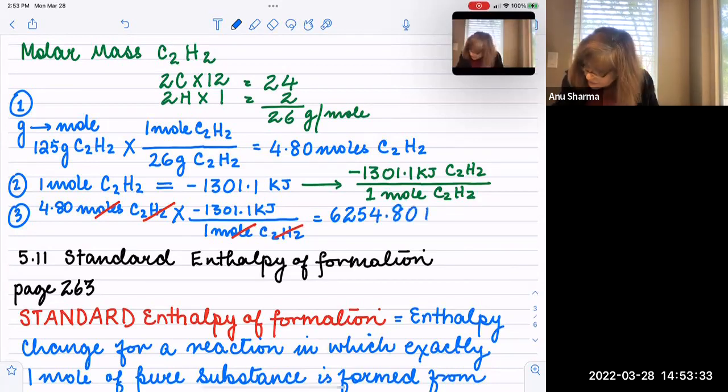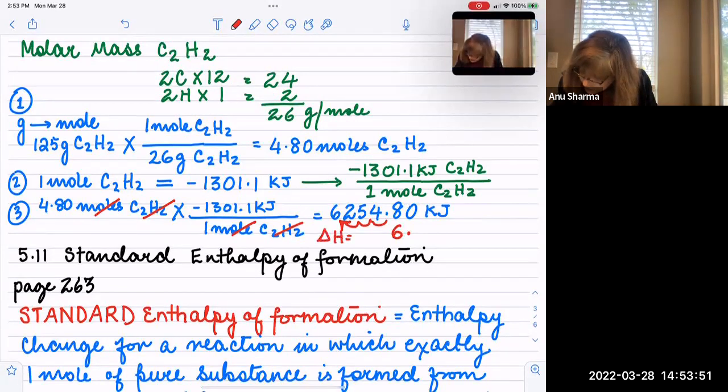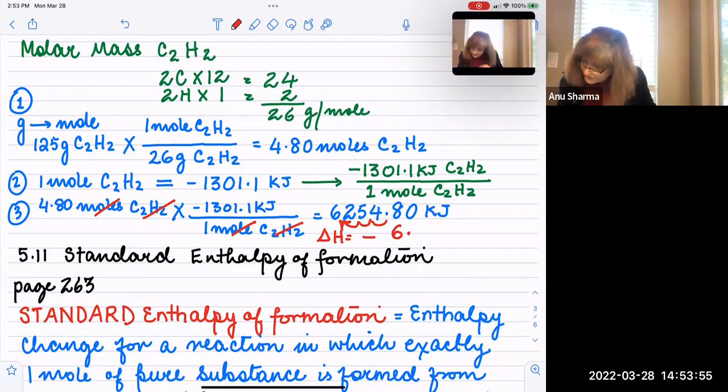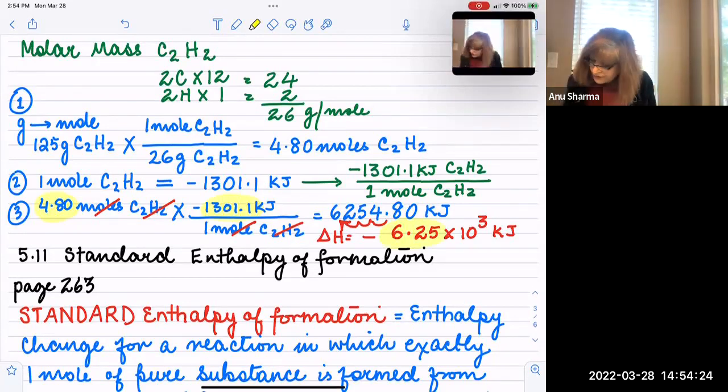6254.80 kilojoules. Now you take this, convert it into scientific notation, and move the decimal 3 places. When you move it, the answer becomes 6 point. So the value of delta H is equal to negative, the sign is still there, since heat is produced, negative 6.25 times 10 to the power 3 kilojoules. Now, why did I stop here? Significant figures. If you look at it, this is 3 significant figures, and these are 1, 2, 3, 4, 5 significant figures. So your answer should have only 3 significant figures. So that's the answer.